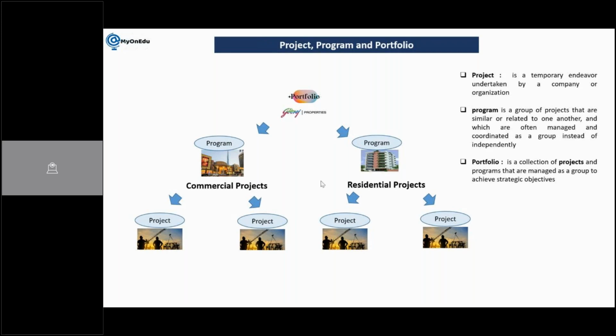Okay. So a program is a group of projects that are similar or related to one another, and which are often managed and coordinated as a group instead of independently. So what we are saying exactly, the program is a group of similar type of projects, where we are managing these projects independently or sometimes combinedly. So let's say here in the commercial project, if I say my strategy is to invest 20 million USD in 2024 for the commercial business, that is at program level. But when we execute the individual project, I need to manage that at project level.